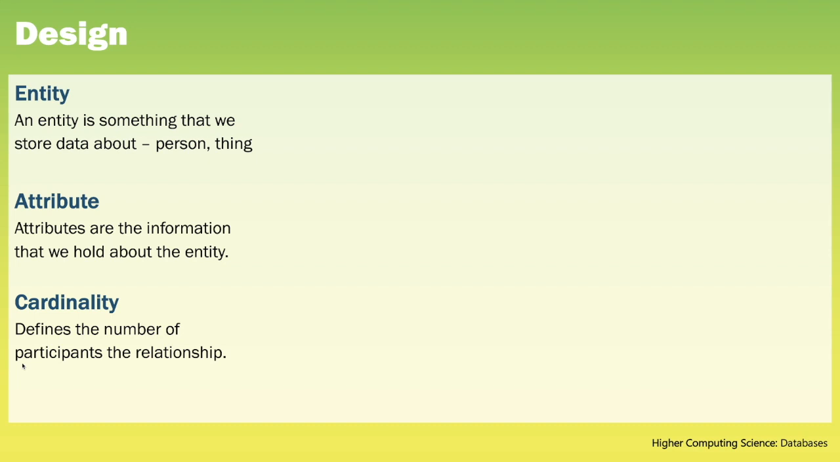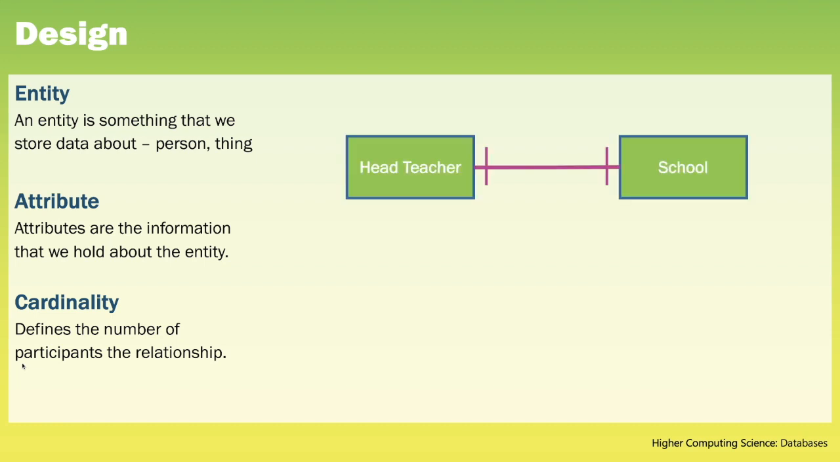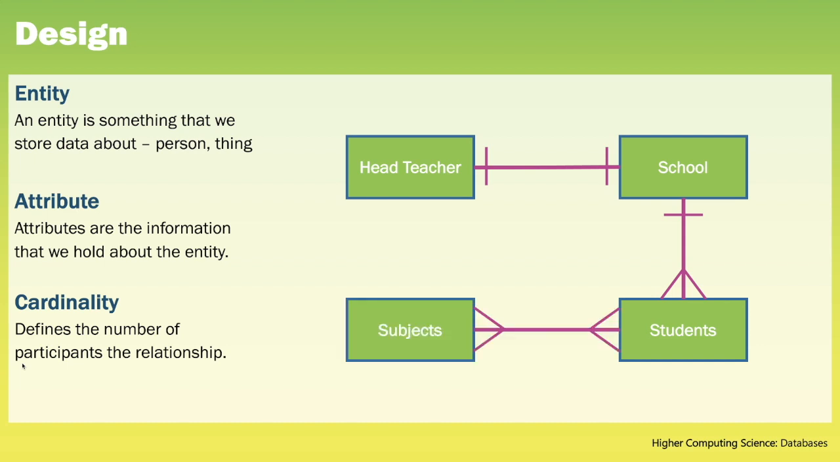Cardinality can be described in three ways. Let's look at an example to explain it. One head teacher traditionally leads one school, and one school is led by one head teacher. This is a one-to-one relationship. One school has many students, and one student attends one school. This is a one-to-many relationship. One student studies many subjects, and one subject is studied by many students. This is a many-to-many relationship.